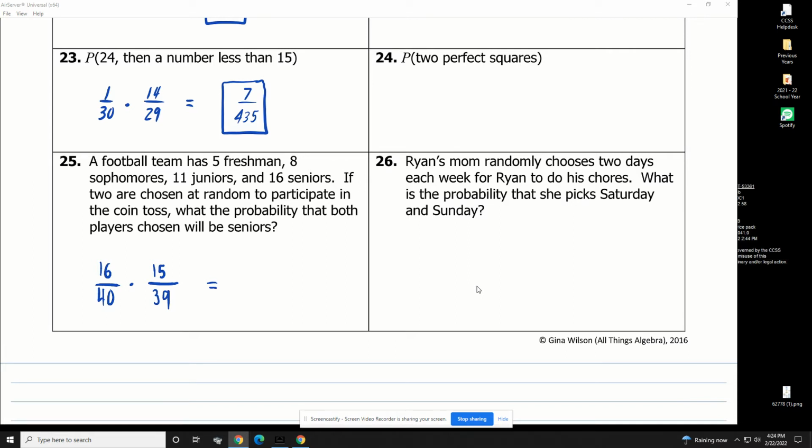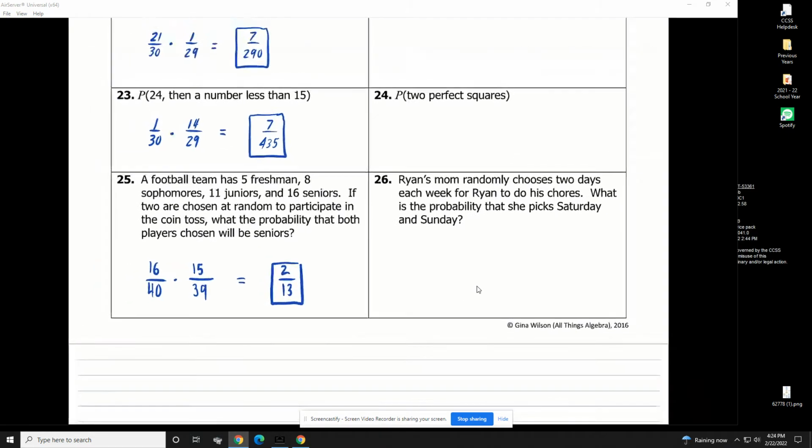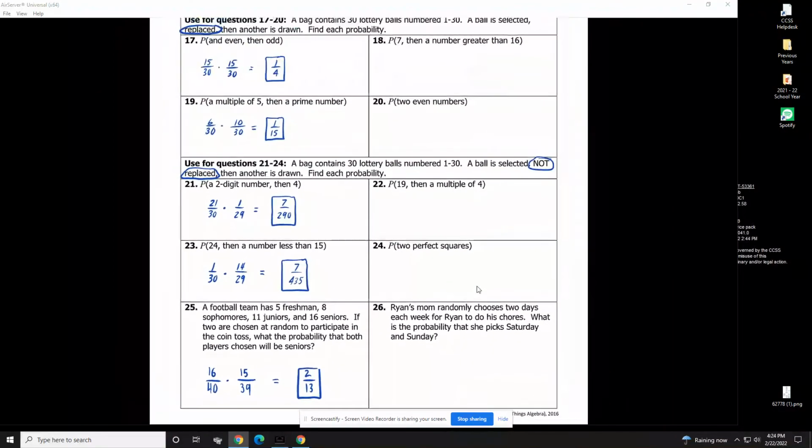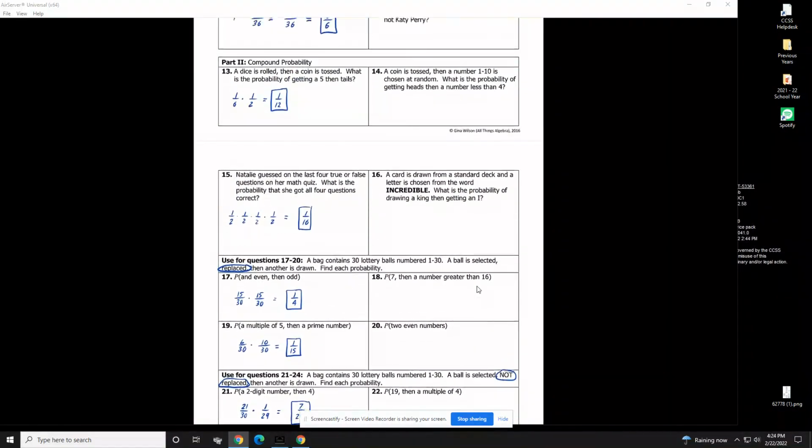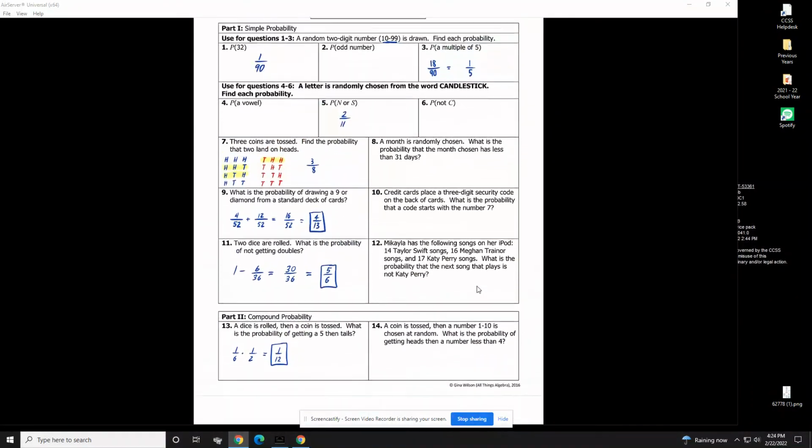So if you use your graphing calculator, it will reduce that down for you to 2 out of 13. There's a 2 out of 13 chance. And that's it, guys. That is theoretical probability. Pretty straightforward. Hopefully you guys did really well on those.